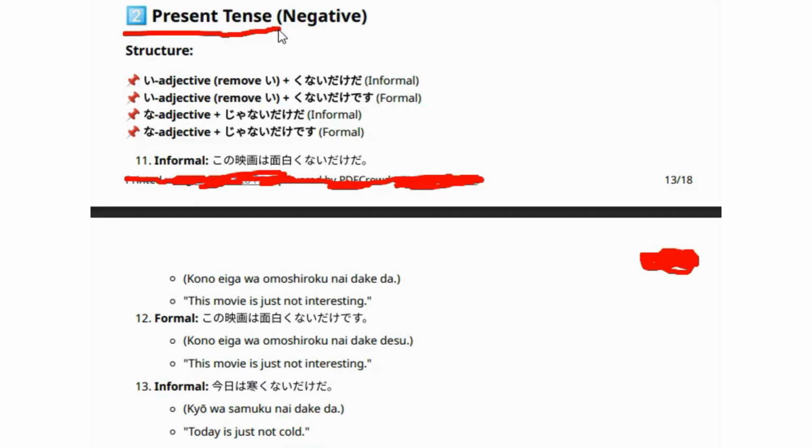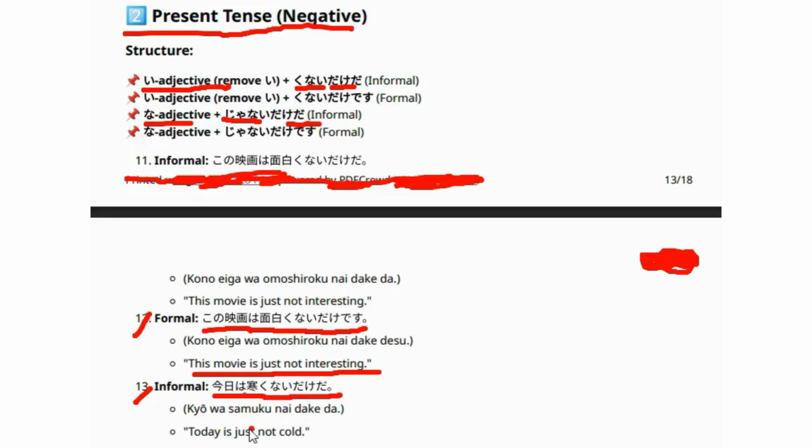So the present tense negative structure. For I adjectives, remove I plus kunai dake, and for na adjectives plus janai dake da. The first example is kono eiga wa omoshiroku nai dake desu, means this movie is just not interesting. The next one is kyou wa samuku nai dake da, means today is just not cold.